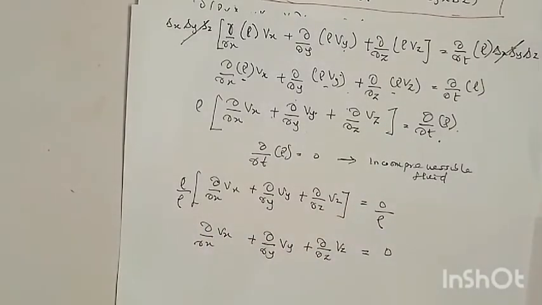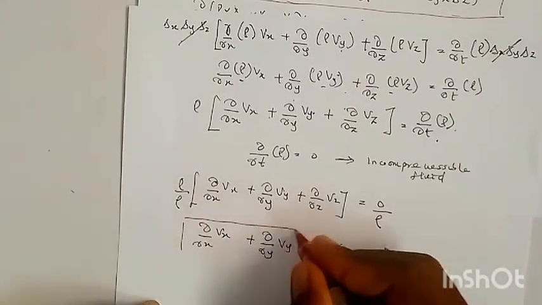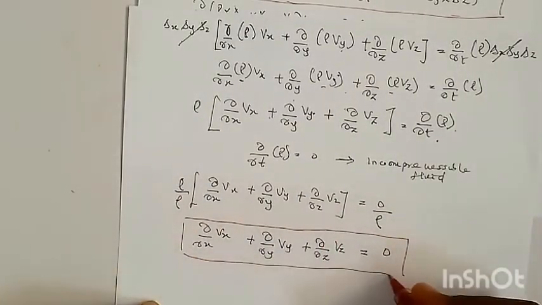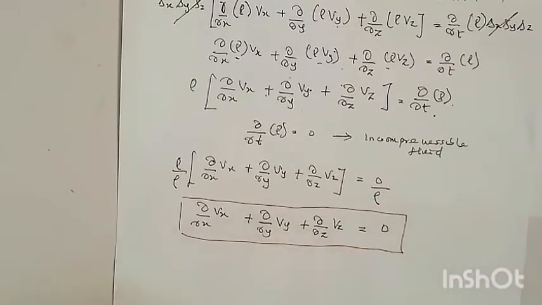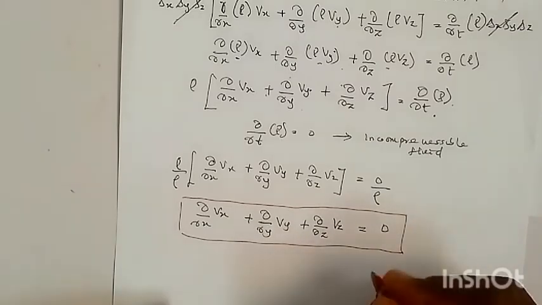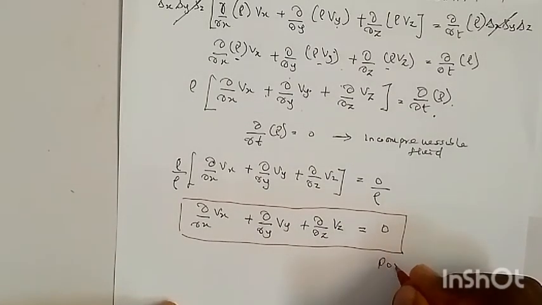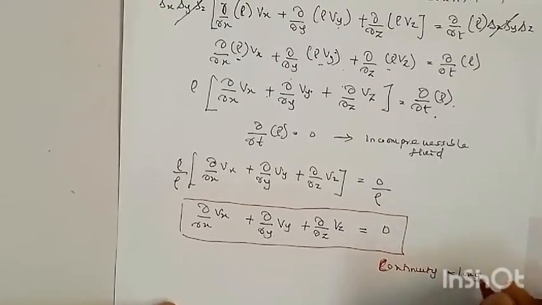So this is my continuity equation along a Cartesian coordinate. Basically, we can have two kinds of continuity equation, along the Cartesian coordinate or along the polar coordinate. So basically, this is my continuity equation along Cartesian coordinate.